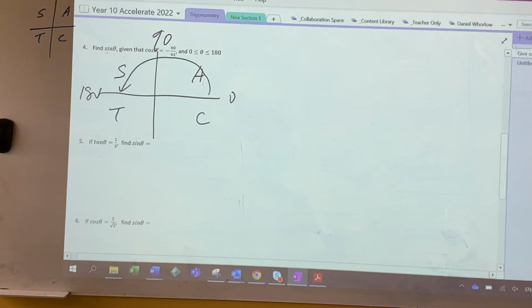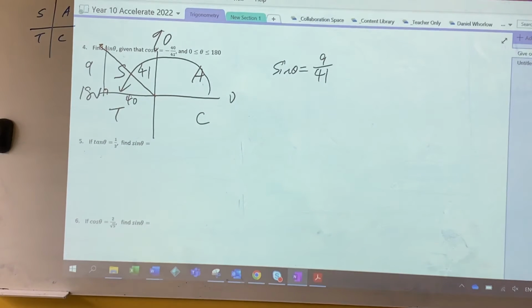So I'm going to draw like that. 40, 41. 41 there, 40 there. What's the opposite? 9, very good. Therefore, sine theta is opposite over hypotenuse, 9 over 41. And sine in the second quadrant is positive, which means correct. Make sense? Yep. It's pretty much this sort of thing today.